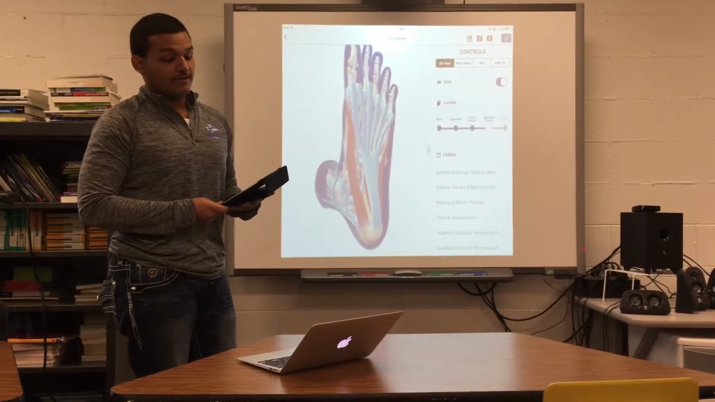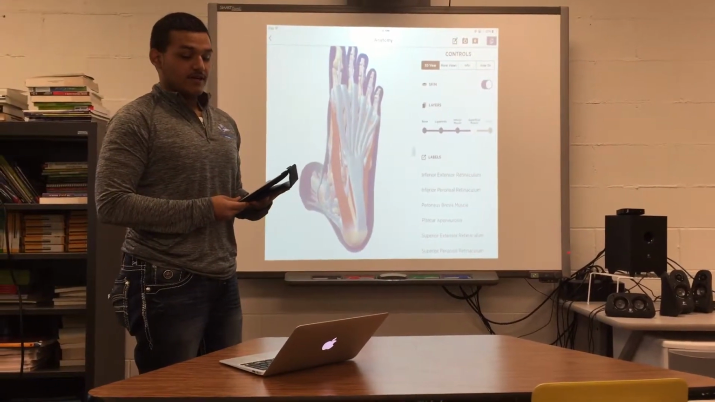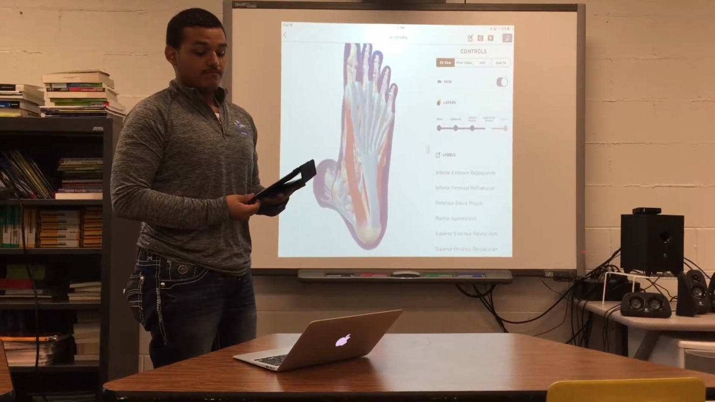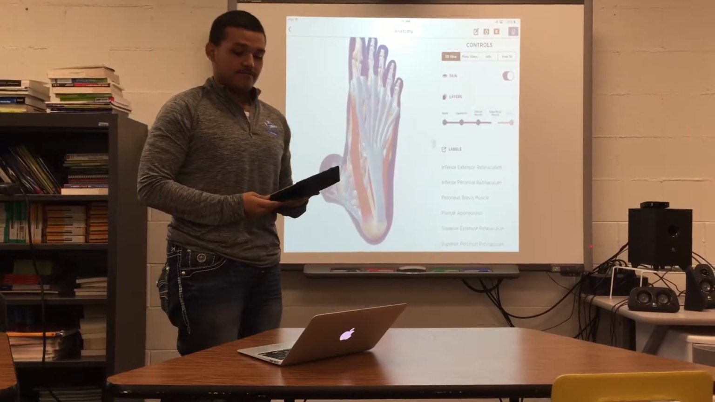Next, we have the plantaris. Its origin is the femur, and its insertion is the calcaneus. Its action is the plantar flexion of the foot and flexes the knee.